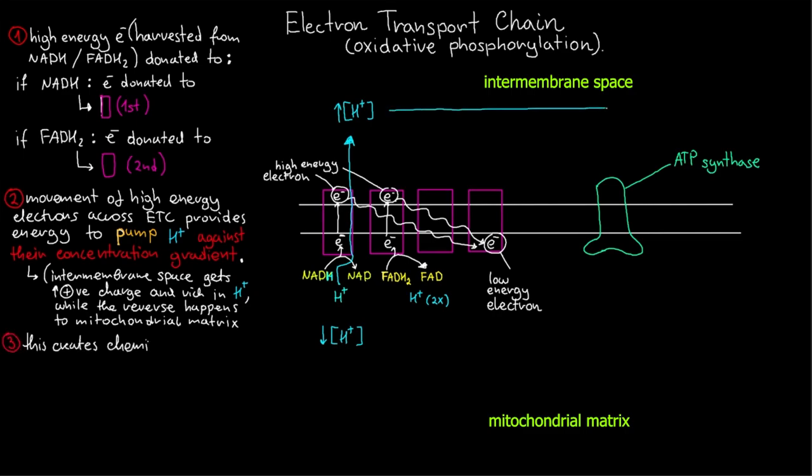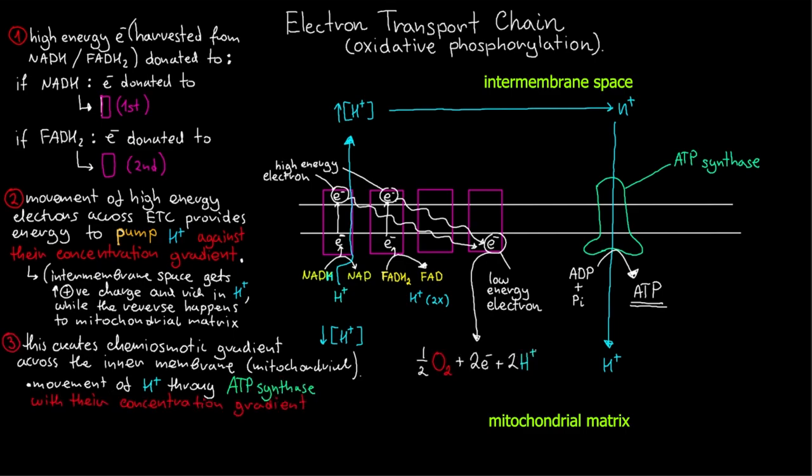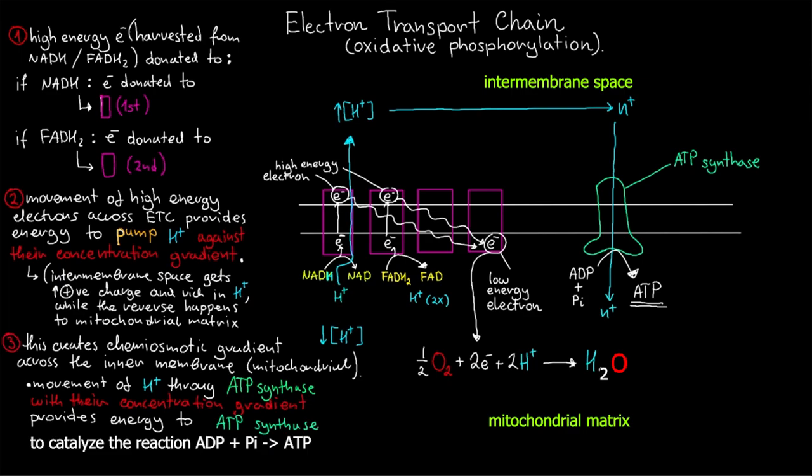Because there is such a high concentration of H+ in the intermembrane space and such a low concentration in the mitochondrial matrix, ATP synthase will act as the H+ channel, so that the H+ ions will move from the intermembrane space, so higher concentration, to the lower concentration into the mitochondrial matrix. We also need to add that this movement is passive and also facilitated by the ATP synthase. And this movement of them with their concentration gradient will catalyze the reaction to phosphorylate ADP to form ATP.